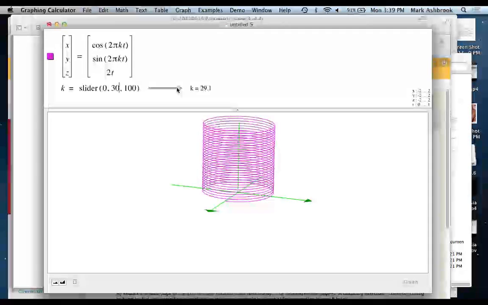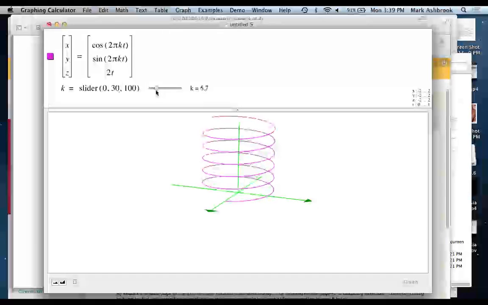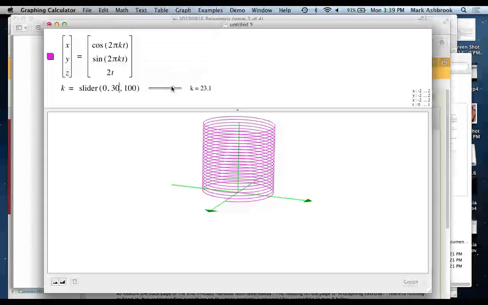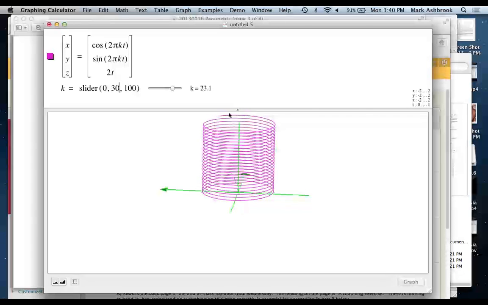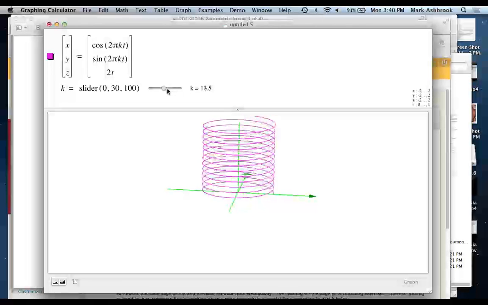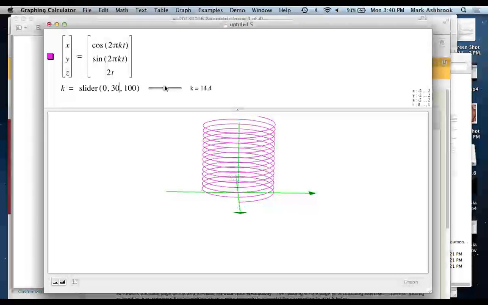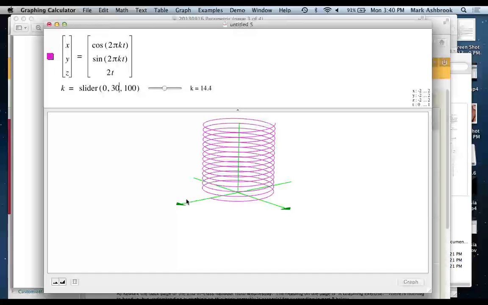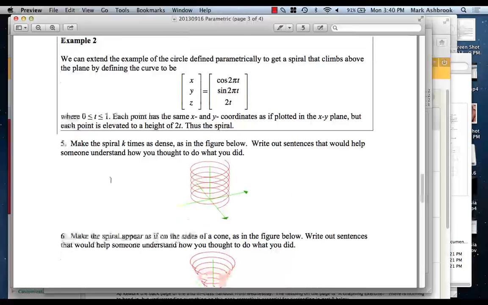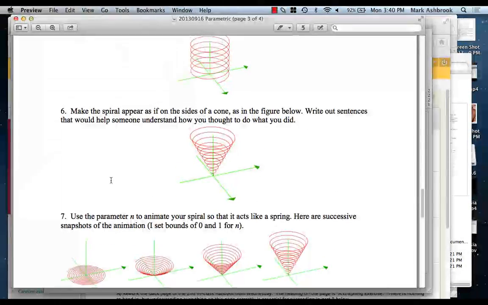What do you think? Where is that? There we go. So you can spin it. Okay, what about the next one? How did you make the spiral appear the size of a cone?